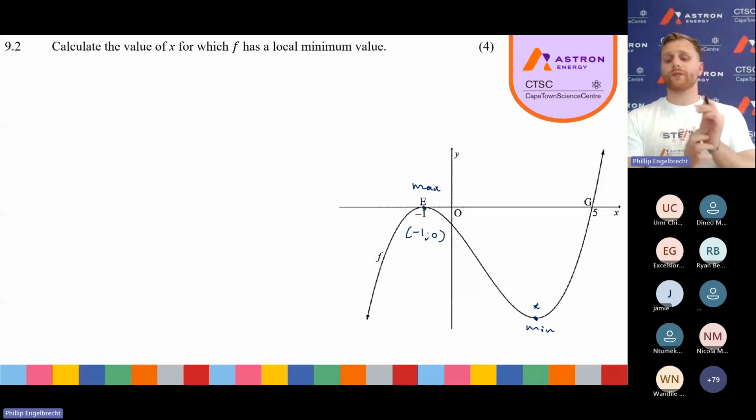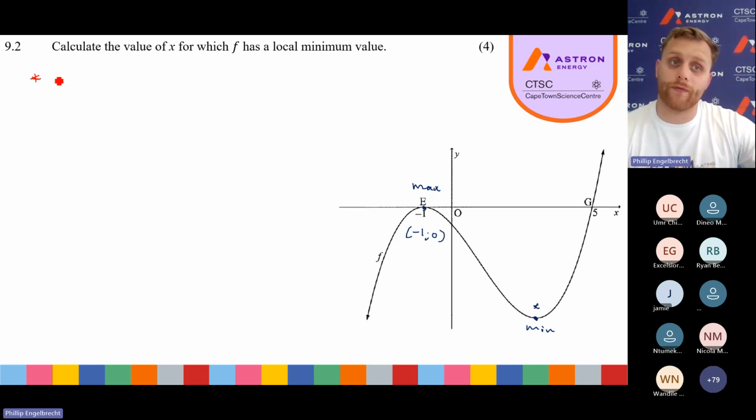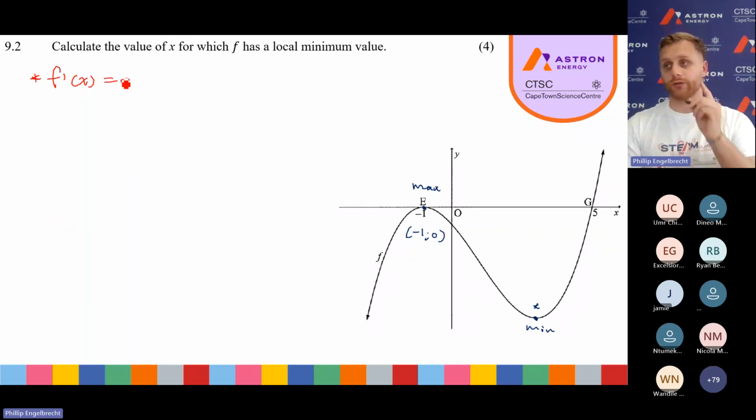Anyways, guys, we have to now find the minimum point of this. So remember, what do I know about our minimum and our maximum points? I know that the first derivative is always equal to 0 at those points. No matter what function it is, your first derivative is always 0 at your turning points. Okay, so my first step is I need to find the first derivative.